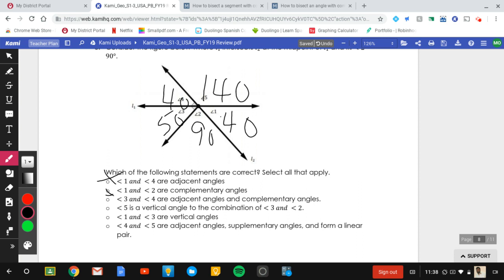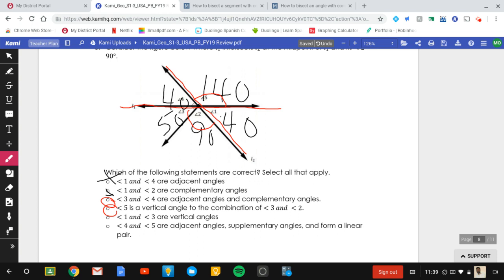Angle 3 and 4 are adjacent angles and complementary. Are angle 3 and 4 next to each other? Yes. Are they complementary? Do they add up to 90 degrees? Yes. So this choice would be true. I like that one. Angle 5 is a vertical angle to the combination of 2 and 3. Is that true? Okay, this line is kind of ugly. Let's fix that. This is my angle. Is it vertical to these two angles? Okay, it feels like it. I think it is. So let's say yes.